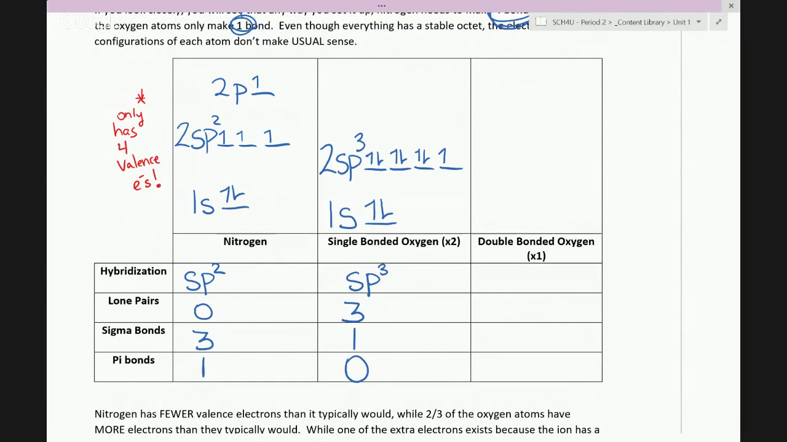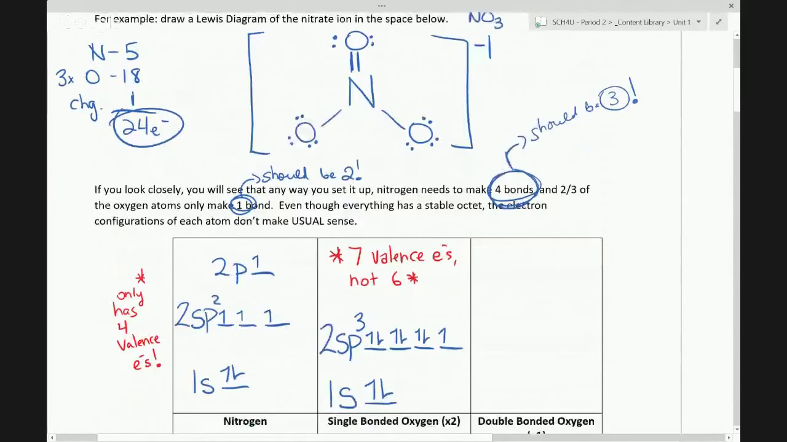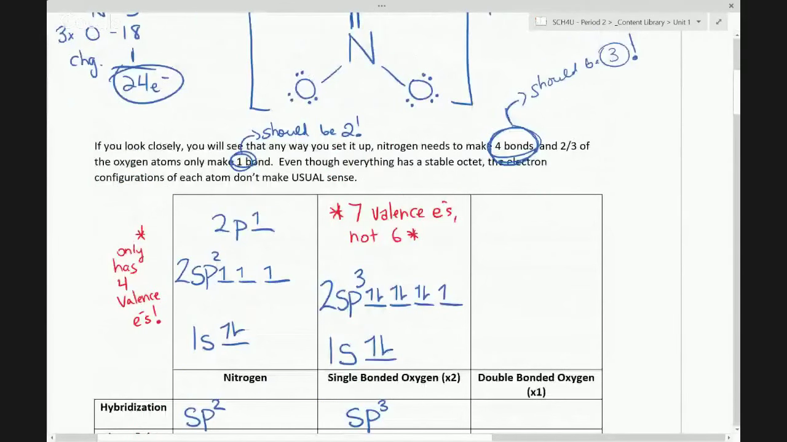And if we note, this is 7 valence electrons, not 6. Right? And again, that's problematic because oxygen, we know, normally has 6 valence electrons, right? So we said 3 of them gave us 18. And then we'll take a look, and the last oxygen is behaving normally.